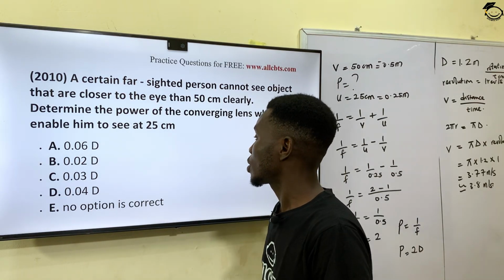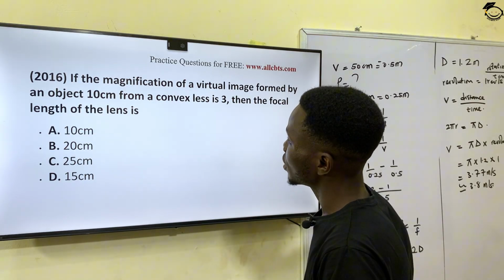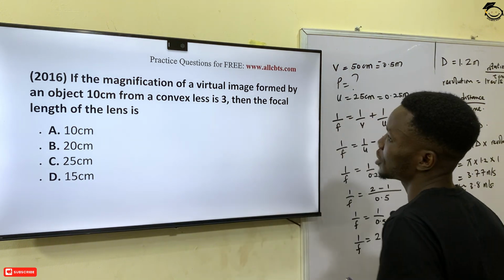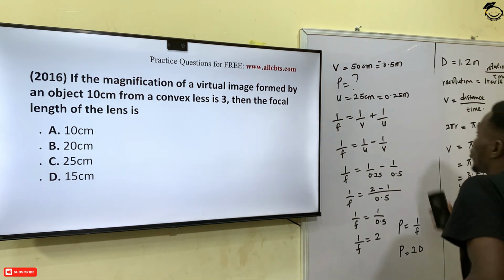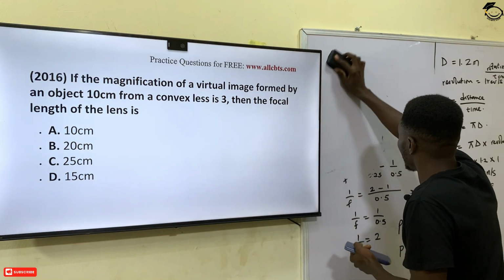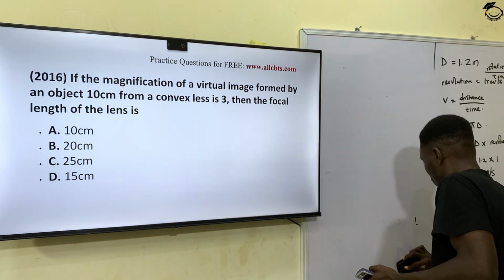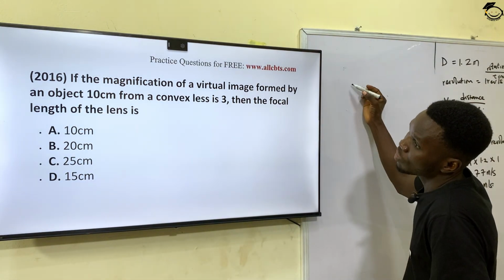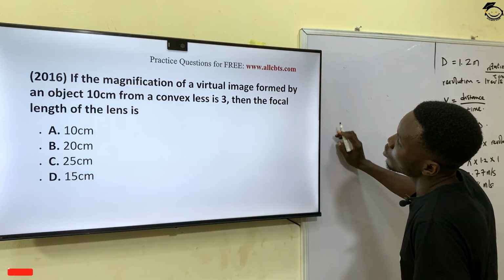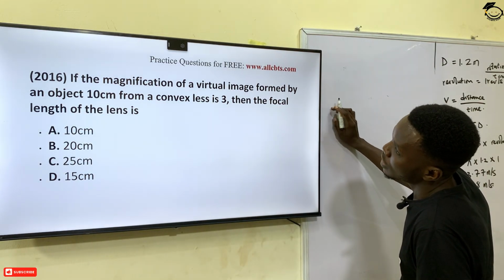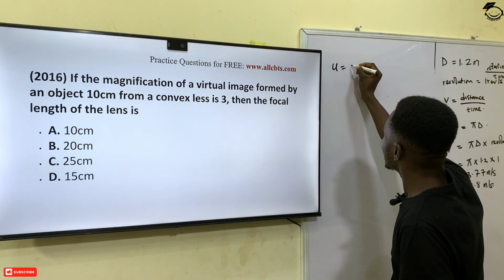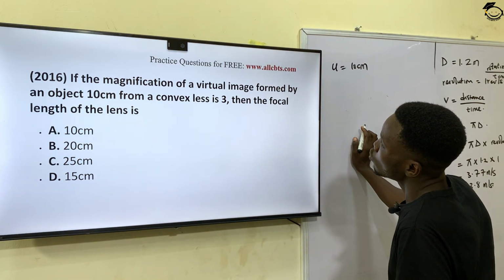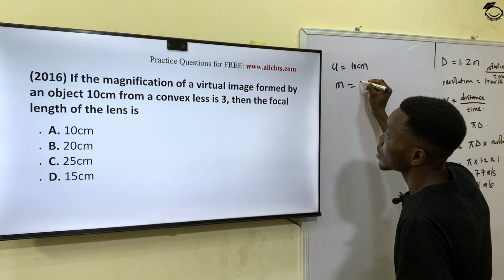Moving on to the next question. This question was gotten from 2016. It says, if the magnification of a virtual image formed by an object, so in this question they are talking about magnification and they're talking about a virtual image. So here they're saying if the magnification of a virtual image formed by an object 10 centimeters, so the object distance here is 10 centimeters, from a convex lens is 2. So the magnification was given as 3.